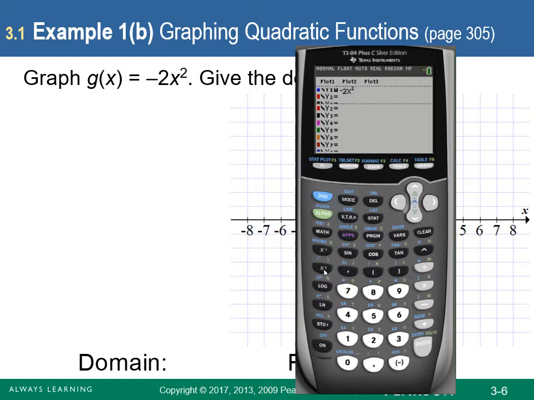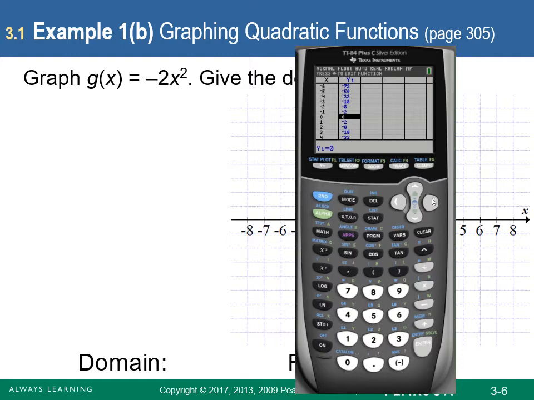2x squared. Now, we've already done zoom 6, so we'll just hit the graph button and see, do we see an appropriate graph? And sure enough, there it is. You could probably tell by looking, but let me show you again. Second table, I get a list of values. Notice here at 0, 0. Up above the 0, there's a negative 2. Down below the 0, there's a negative 2. Since those numbers are identical, this is the vertex.